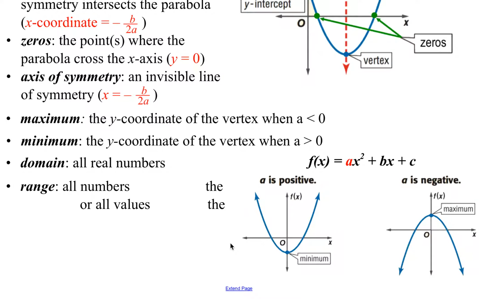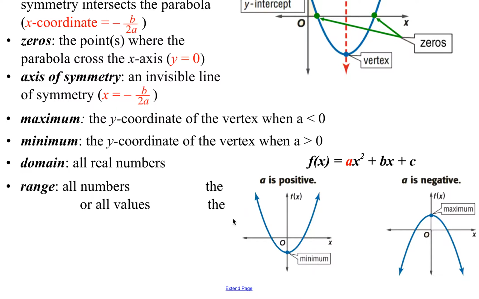Remember, the domain is what x can equal. So if you think about this, x can equal anything. As we go further out on the x-axis, we'll just be up higher on the curve. X can be negatives, x can be positives, it can be anything. So the domain on all quadratic functions is all real numbers. Now you may have to set some limitations based on the specific problem, but in general, the domain for quadratic equations is all real numbers.